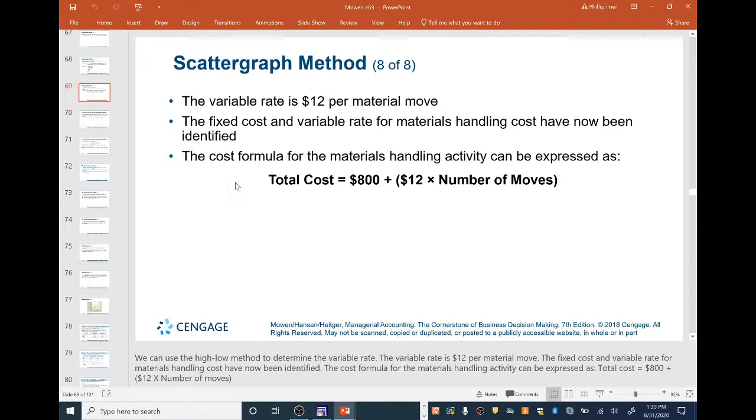So once again, the cost formula for the materials handling activity is expressed as the total cost equals a fixed cost of $800 plus the variable rate of $12 times the number of moves.